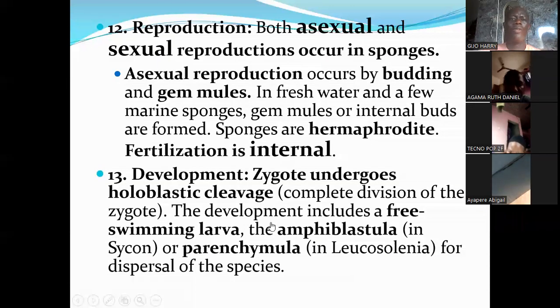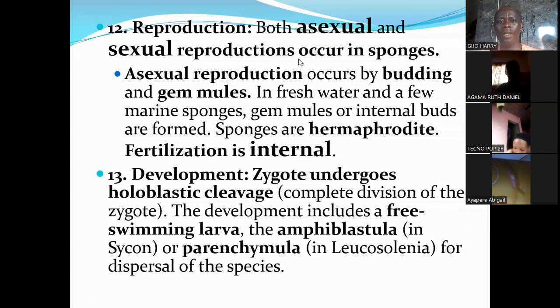Okay, so what about reproduction? The sponges reproduce both sexually and asexually. Asexual reproduction is by budding and by gemmules. They reproduce mainly through budding or through gemmules.